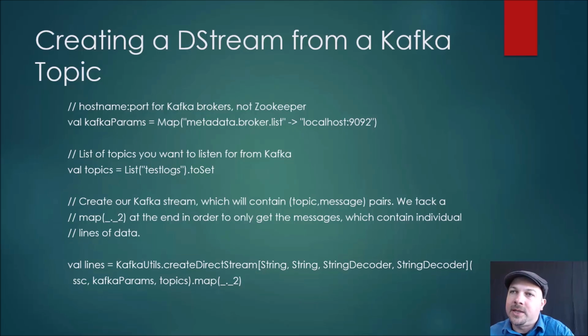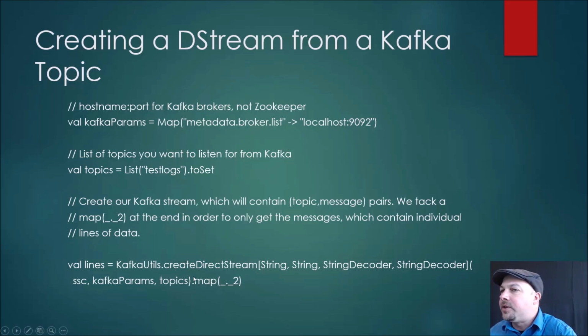And you can listen to, like I said, more than one topic if you want to. The way that works is that when you actually create your Kafka stream, what we will receive are these tuples, these key-value pairs, where the key is the topic name and the value is the actual information that's coming in on that topic. So you can use that to differentiate messages from different topics at runtime.